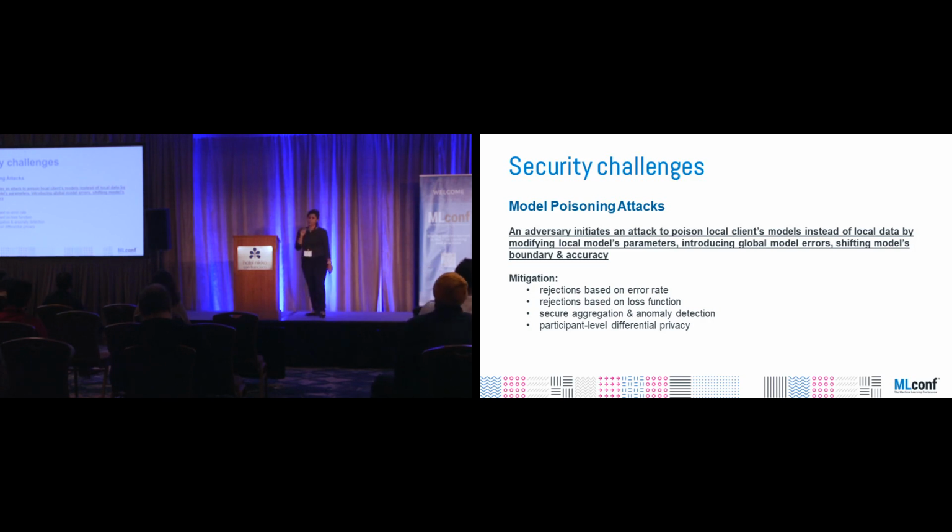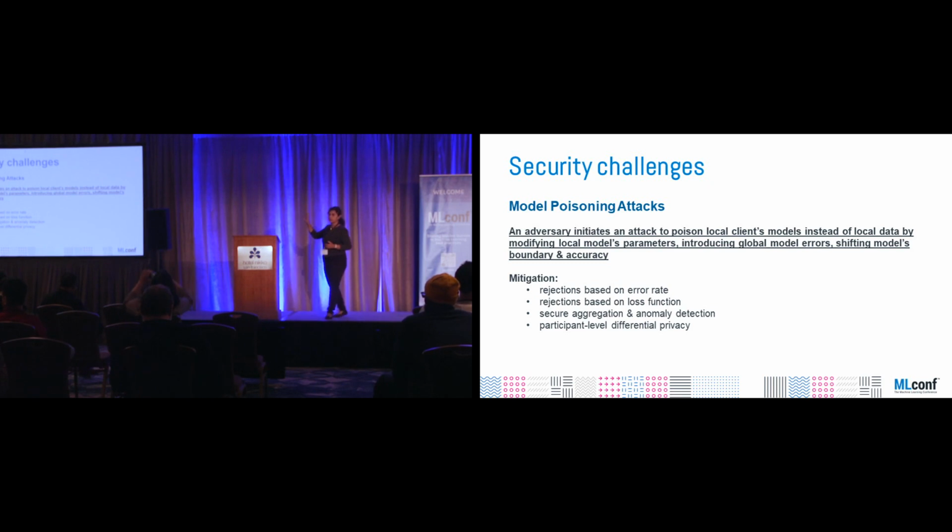So a model poisoning attack is basically where you try to add some kind of backdoor functionality, and you are trying to attack one of my clients. So I have my global model, and I have one of my clients. I am trying to poison my local model, rather than the data. How does that work? You modify the functionality for one of those clients and train the model on that data. You are affecting the model's parameters, essentially shifting the boundary, introducing error, and thereby reducing accuracy. So that's what a model poisoning attack does.